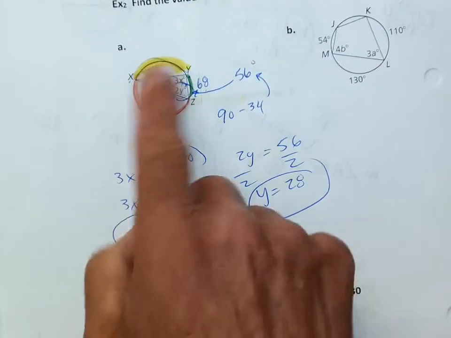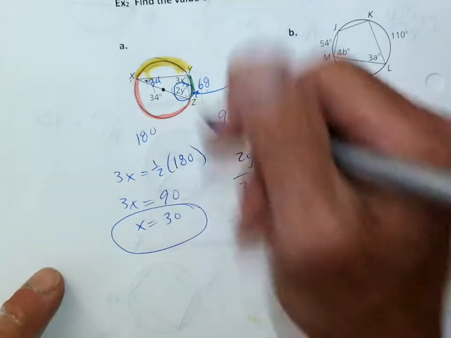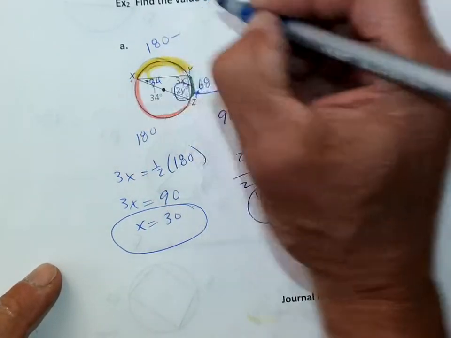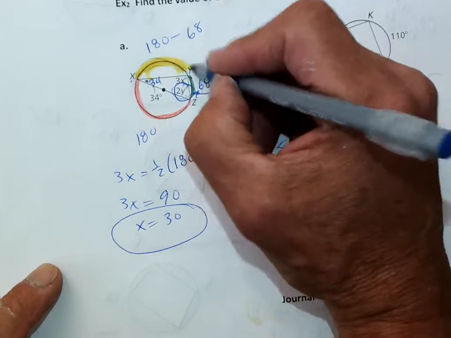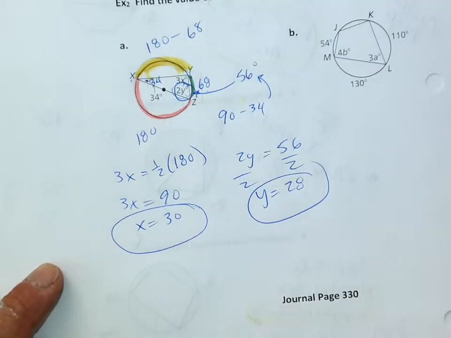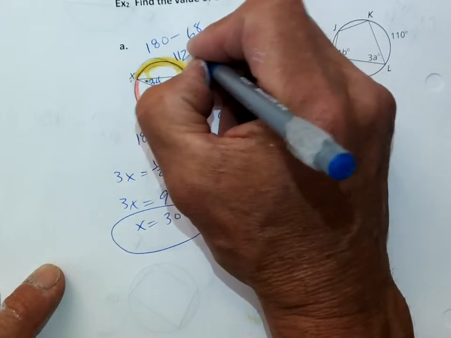Okay, so if I want to find arc xy, I'll just go 180 minus my 68, because that arc's 68, right? And I get an answer of about 112. Okay?